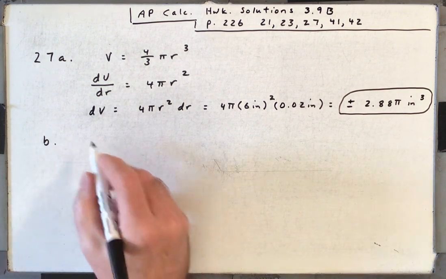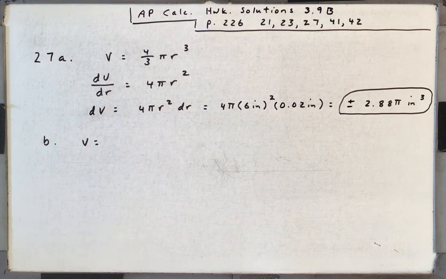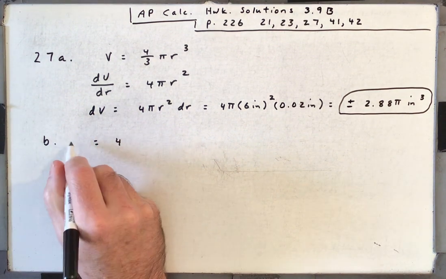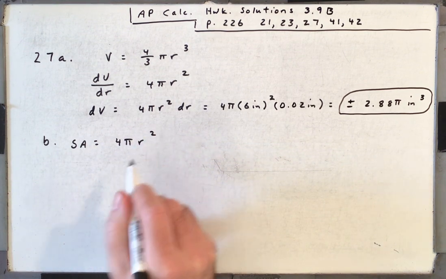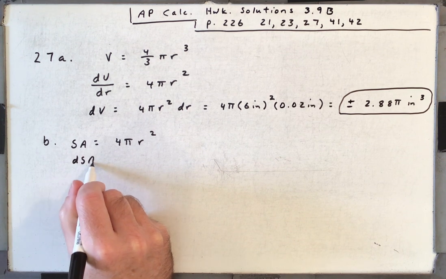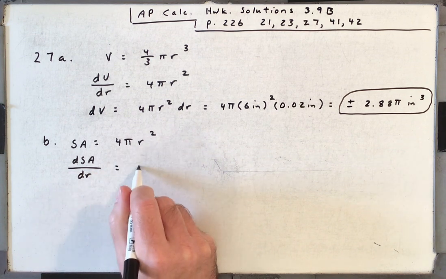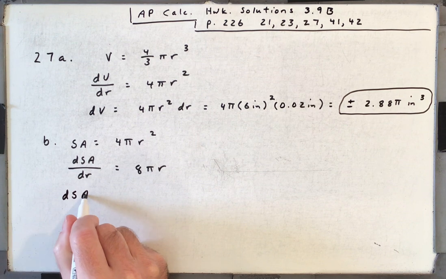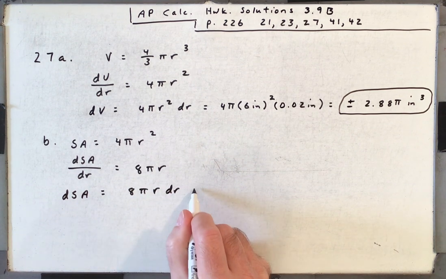All right, part B, we're talking about the surface area. It gives you in the front of the book the surface area equation. That's 4 pi r squared. All right, let's call this SA, 4 pi r squared. So taking the derivative with respect to r is going to be 2 times 4, 8 pi r. So dSA is 8 pi r dr.